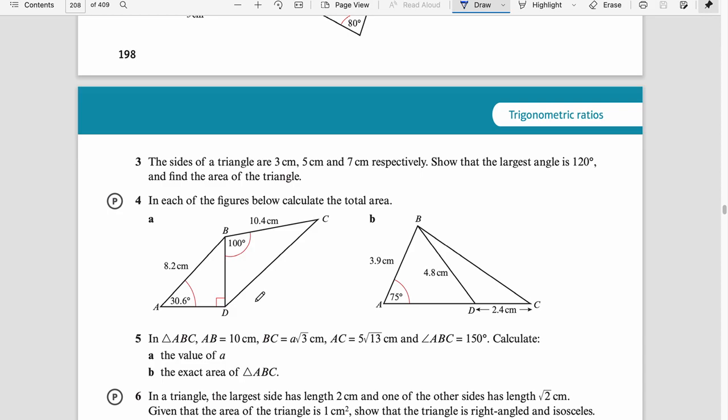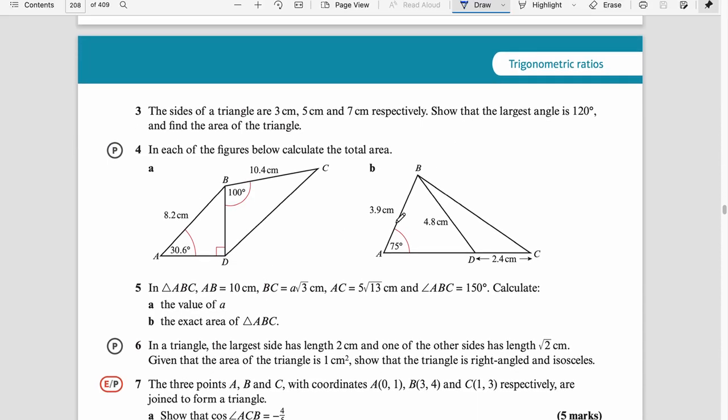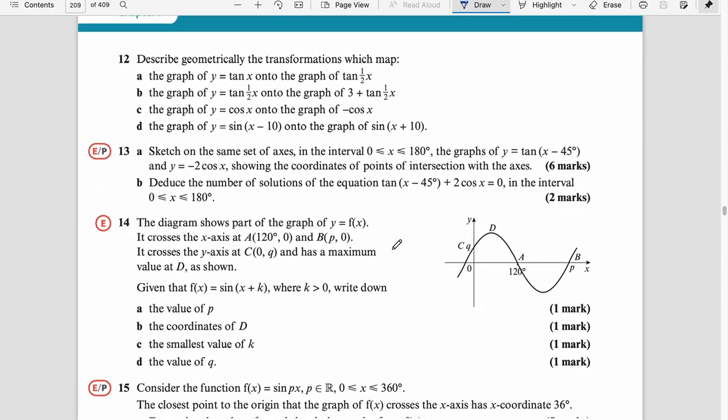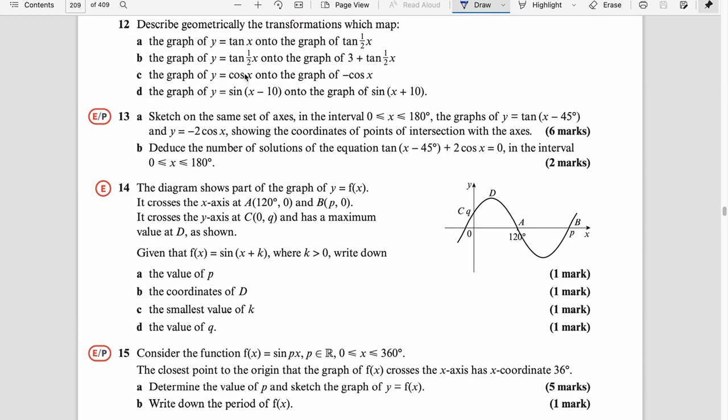Any more questions? The sketching part or the transformation part. Describe geometrically the transformations which map the graph of y equals tan x onto tan of 1 by 2 x. This is the value of b, right? If I write a tan bx plus c, remember this? We did this in the last class.